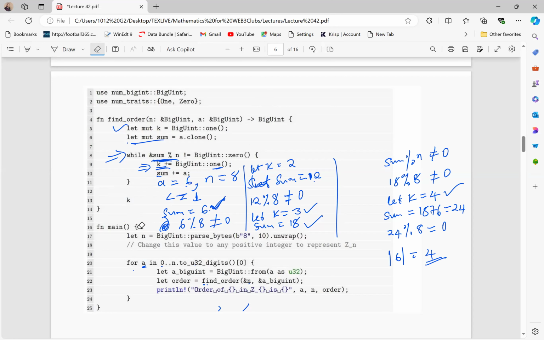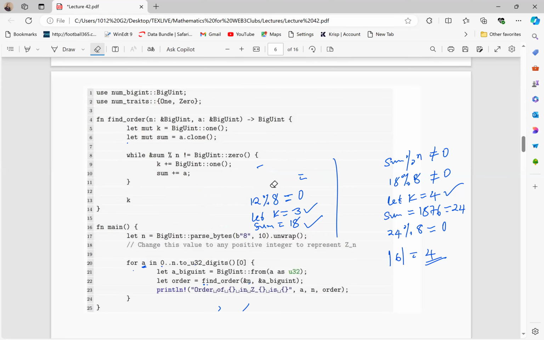That's how it's doing it. Now, once it's done with the 6, the main function asks another element. We'll then ask for 7, and then ask for the order of 7. And again, this find order function goes through the same process and gives it the order of 7.